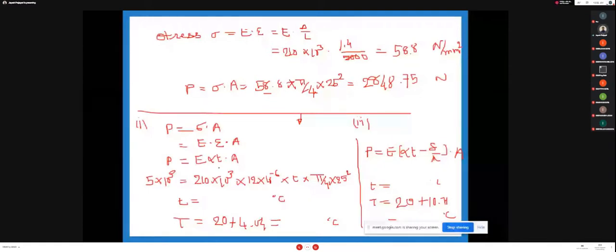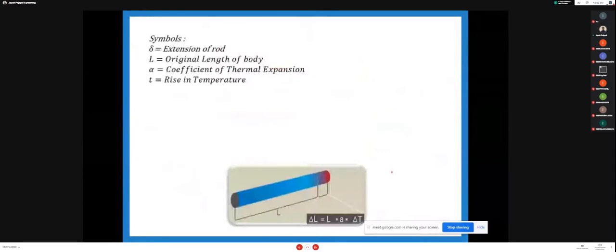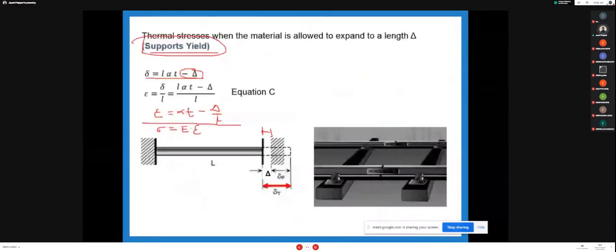And for the second case, the support is yielded by 0.4 mm. Your strain value will be changed. You can notice here, your strain value is alpha t minus delta upon L. You can see this will be an equation of strain when some gap is given, alpha t minus delta upon L. So we use this equation here.